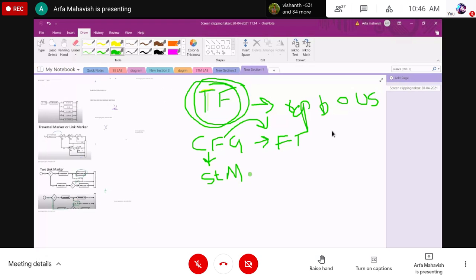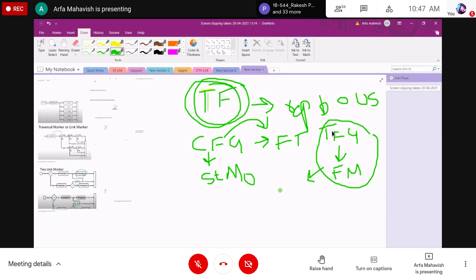And the transaction flow graph is introduced as a functional model. So the transaction flow graph creates the behavior model. Whatever the transaction flow graph is, it will create the behavior model of your system.